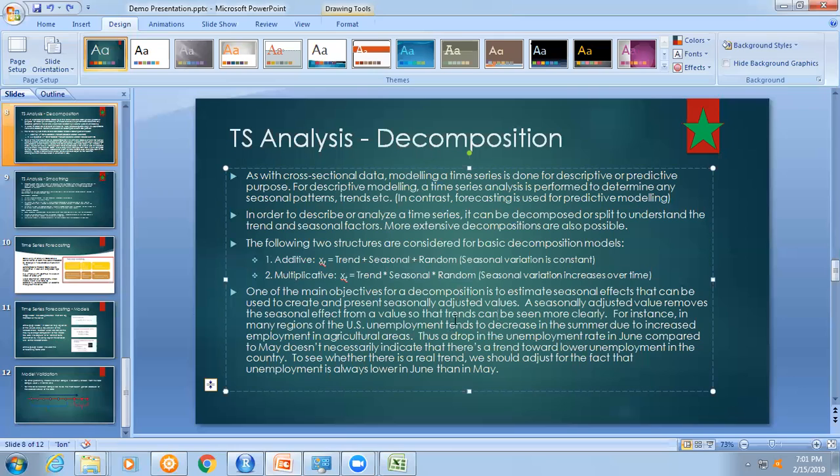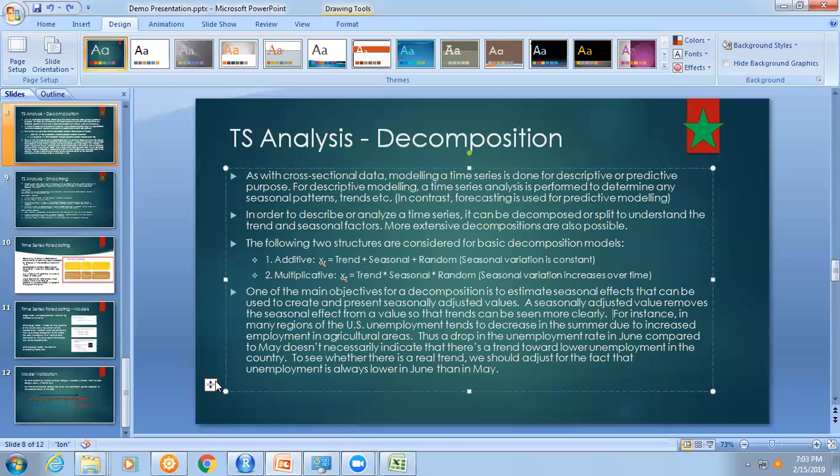Okay, coming to the next one: another objective of decomposition is to estimate seasonal effects that can be used to create and present seasonally adjusted values. For instance, look at this example here. In many regions in the US, unemployment tends to decrease in the summer due to increased employment in agricultural areas. Thus, a drop in the unemployment rate in June compared to May doesn't necessarily indicate a trend towards lower unemployment. To see whether there is a real trend, we should adjust for the fact that unemployment is always lower in June than May. What it's trying to explain here is that the reason we decompose to pull out the seasonality and the trend factors is that if there is a seasonality factor, we should not wrongly assume that there is a trend change as well. It need not be. Seasonality might not actually cause a change of trend, and that is exactly why we should decompose and understand a time series before jumping into the forecasting techniques.